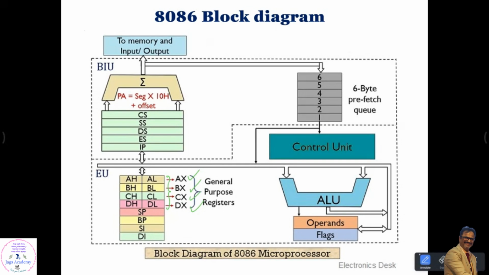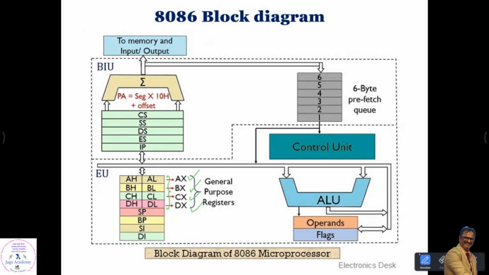Now, there is one more register called stack pointer. This is also a 16-bit register which is used to keep the pointer to the data. Similarly, you have the base pointer, which is also used for stack operations. Then source index and destination index are used in arrays. In arrays, you use these indexes extensively, right? All these are registers only.